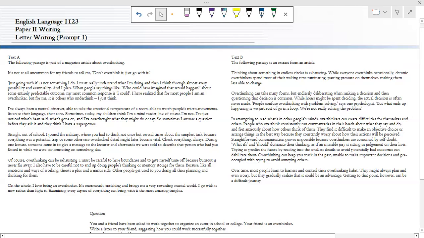So this is what our text A was, and in text A, the things that have been told to us is the specific way of overthinking, right? So this passage is written from the point of view of someone who embraces being an overthinker, and the writer explains that they analyze everything deeply and always think ahead, and they believe that this makes them more aware of details that others might miss, right?